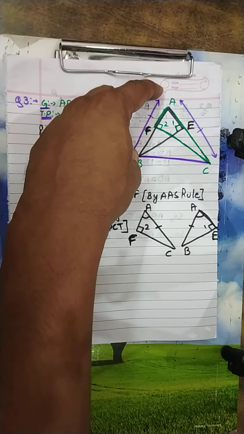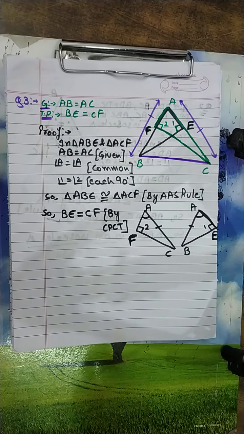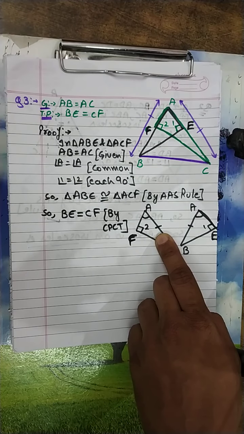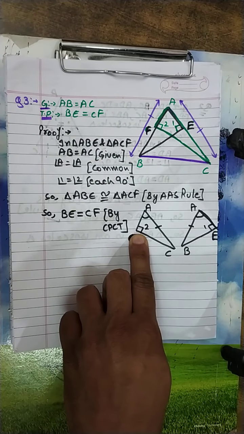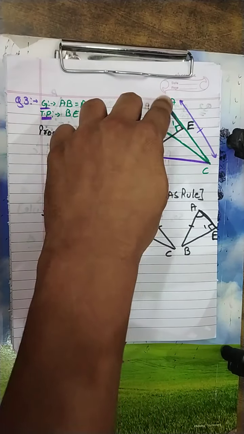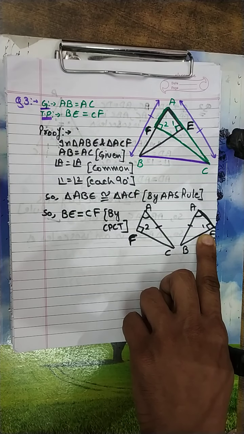AB and AC both have a single line. Angle 2 is in AFC. Angle 1 is in AEB.